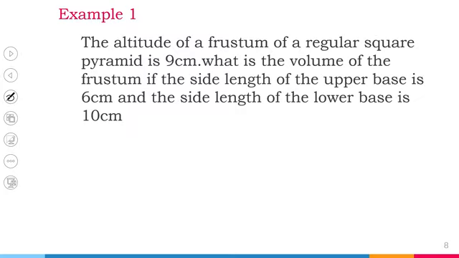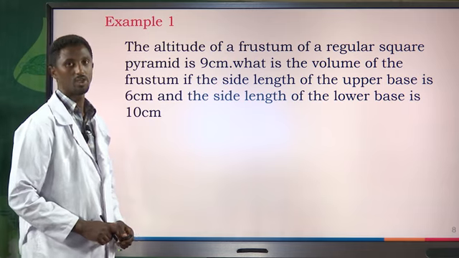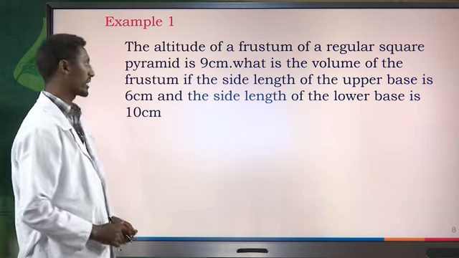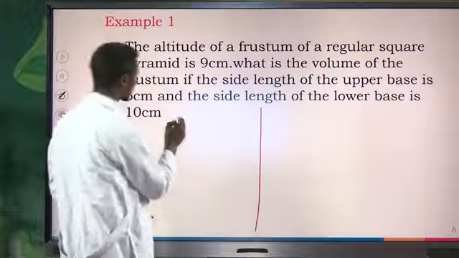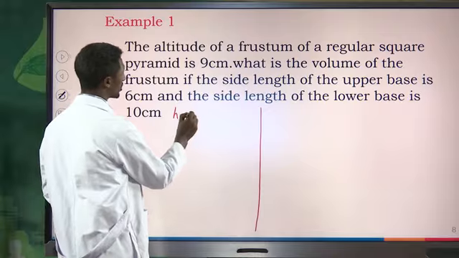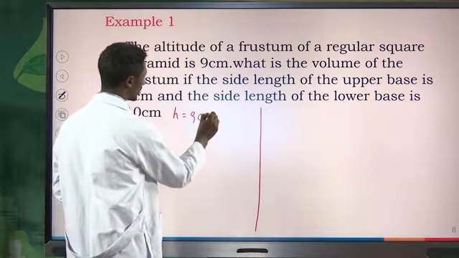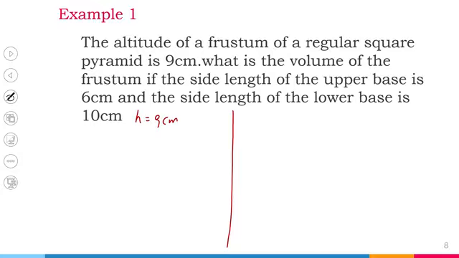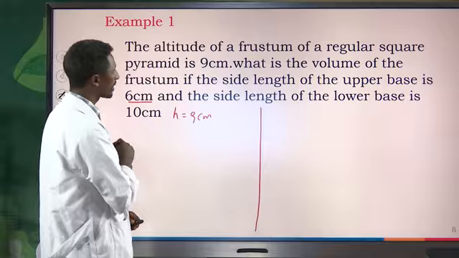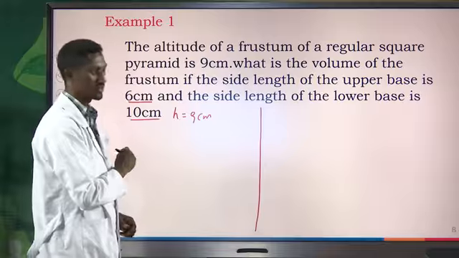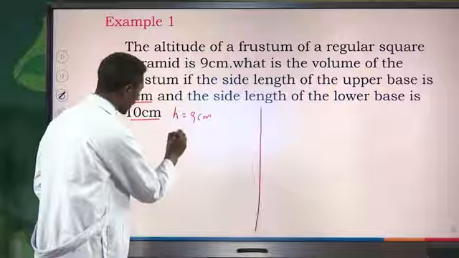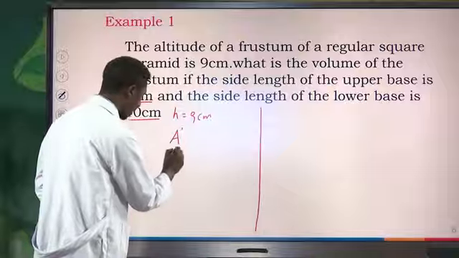Example 1: the altitude of a frustum of a regular square pyramid is 9 centimeter. The altitude, or what we call the height, H equals 9 centimeter. What is the volume of the frustum if the side length of the upper base is 6 centimeter and the side length of the lower base is 10 centimeter? So what are A prime and A?